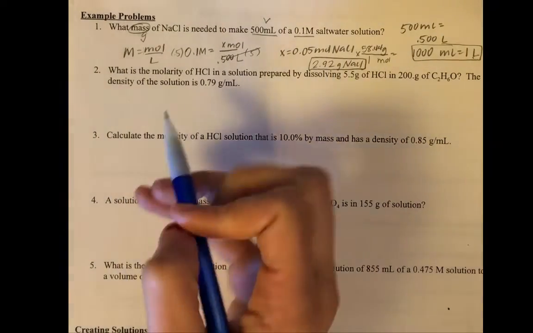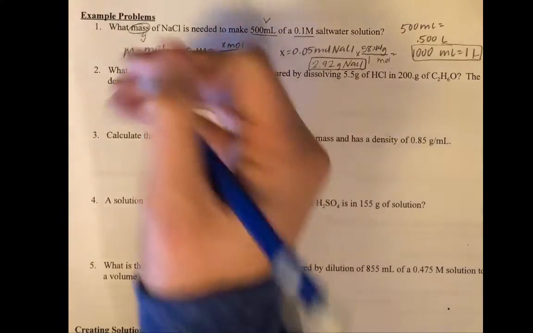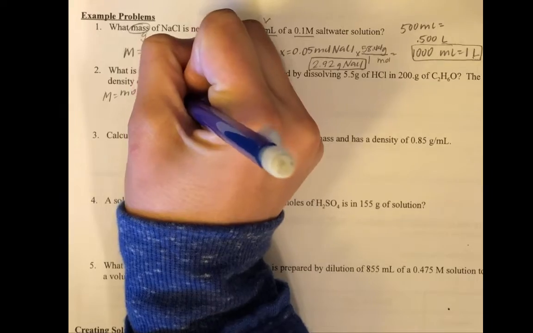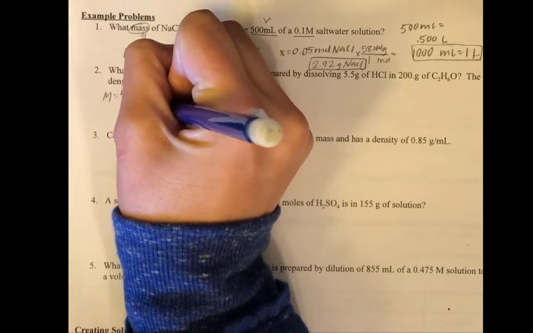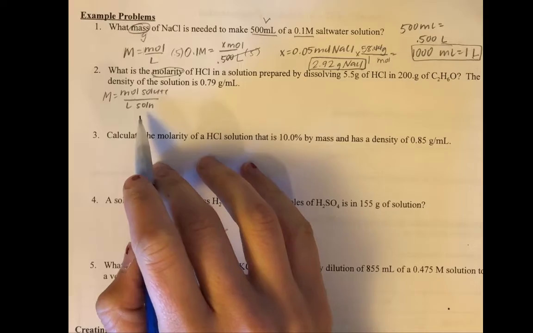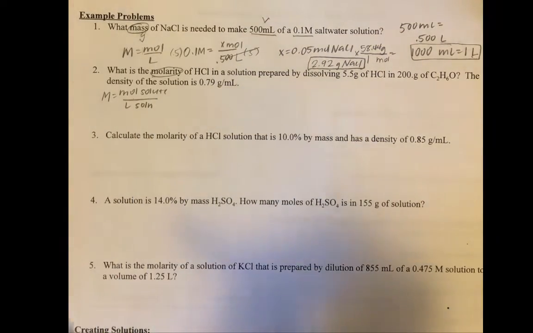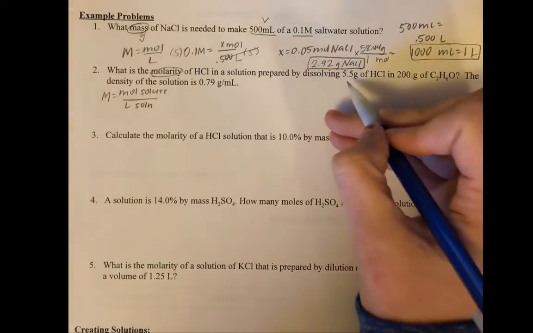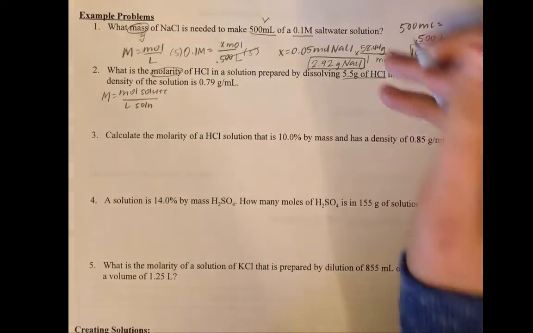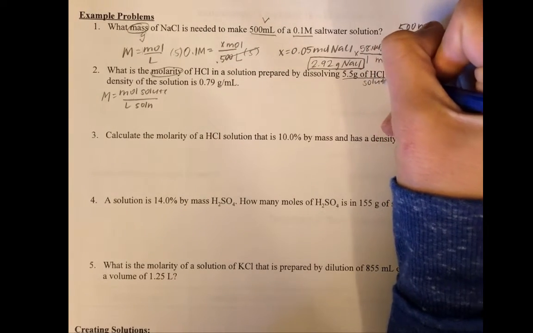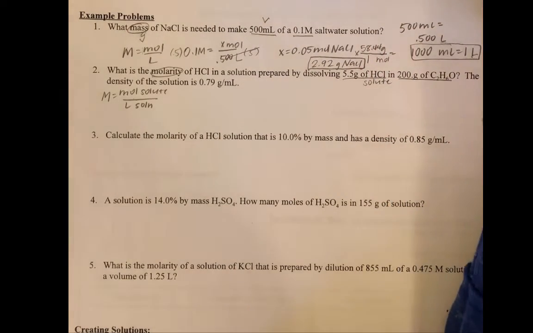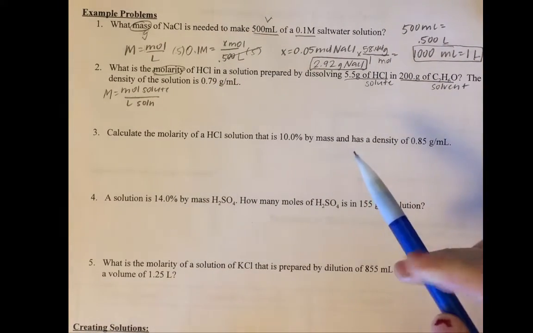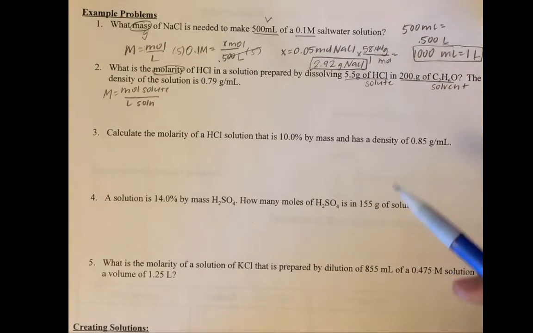So the second question says, what is the molarity? So I'm solving for molarity. So I'm going to write over here. We know molarity is moles of solute over liters of solution. You're going to notice a lot of times we'll abbreviate solution SOLN. And so it says, what's the molarity prepared by dissolving 5.5 grams of HCl? So we're dissolving the HCl, that's my solute, in 200 grams of C2H6O. So that's my solvent. Then it says the density of the solution is 0.79 grams per milliliter.